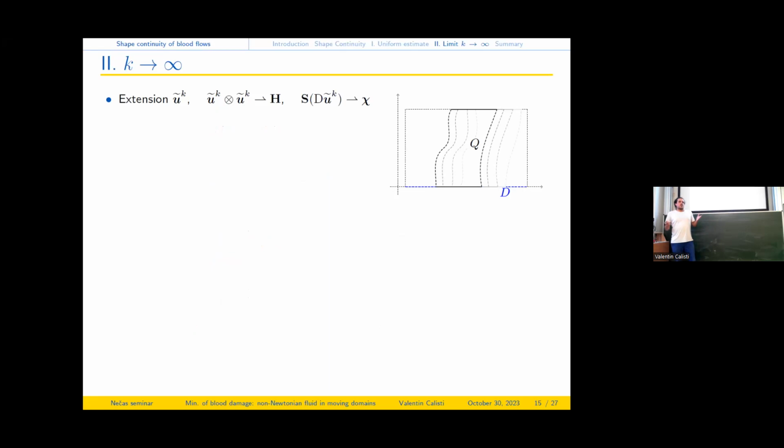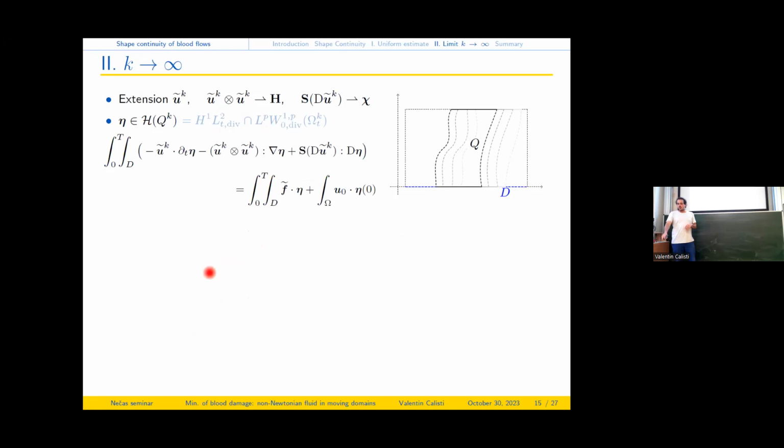So now we have some limit. We have a subsequence converging to some limit. We would like to show that this limit is actually the solution of our blood problem. So for this, we would like to pass to the limit in this equation. But if you have a look at this equation, the variational formulation of my blood problem, the test function, of course, belongs to some space depending on the moving domain.